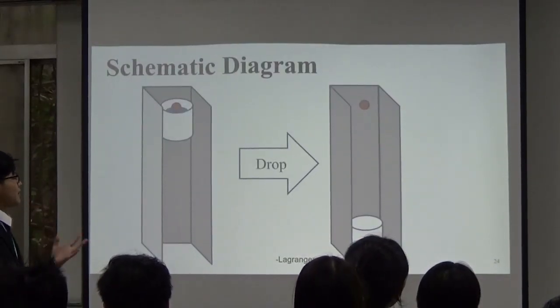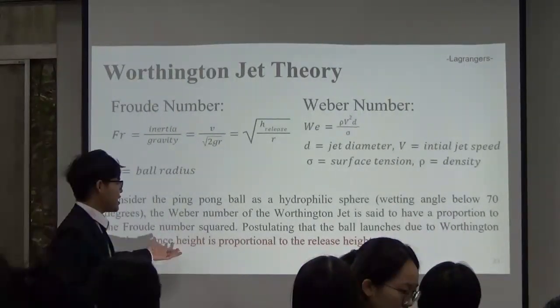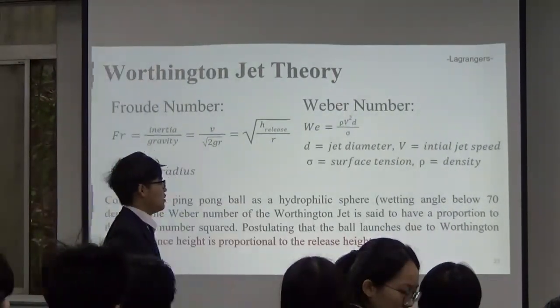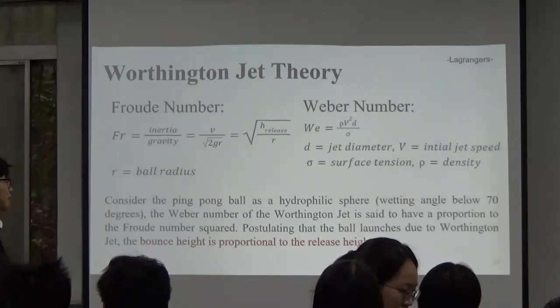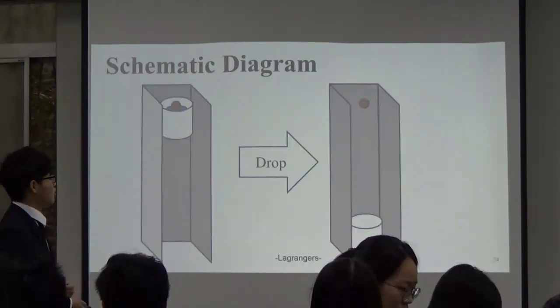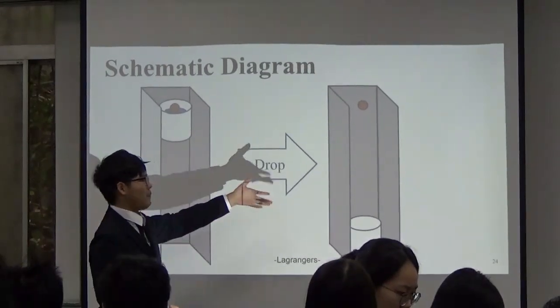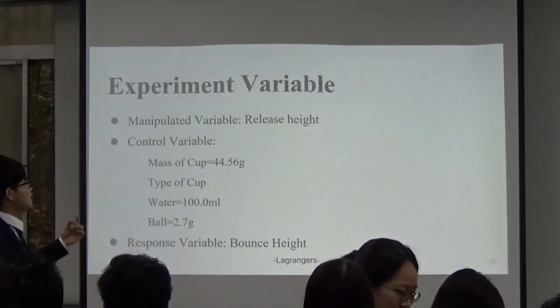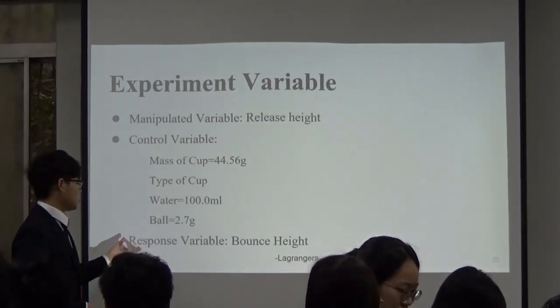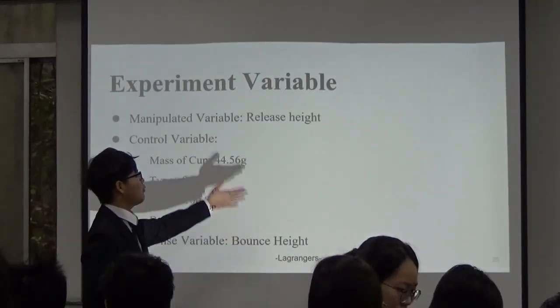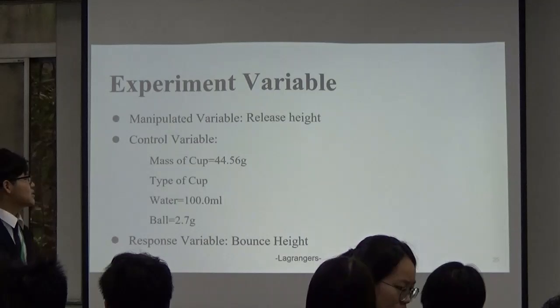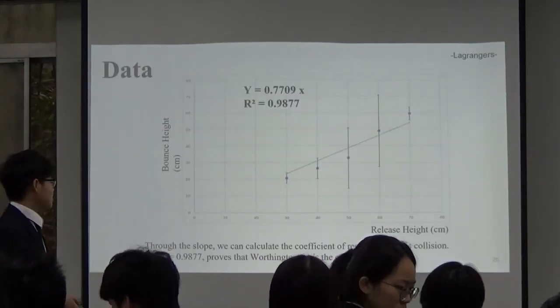So this is a schematic diagram. Because we know that the bounce height is proportional to the release height, which is actually the same as the assumptions that we have with elastic collision. We want to find, when we have different release heights, what will the bounce height be? So we manipulate the release height, and the response variable is the bounce height. That way we can find that the height ratio will stay the same. So this is our experimental results.